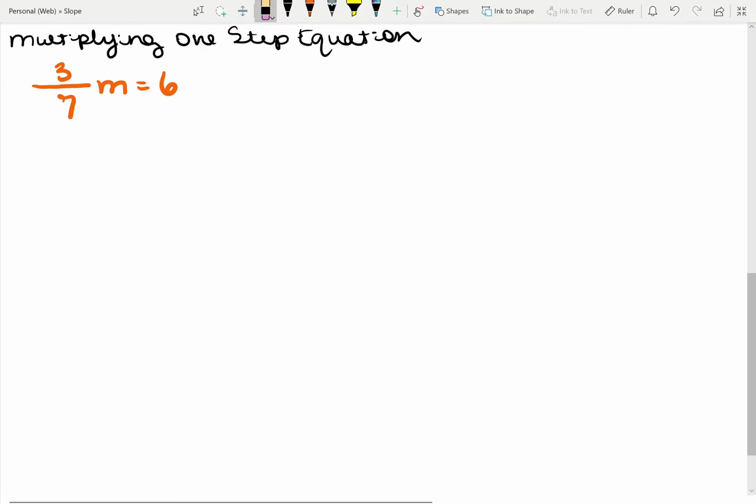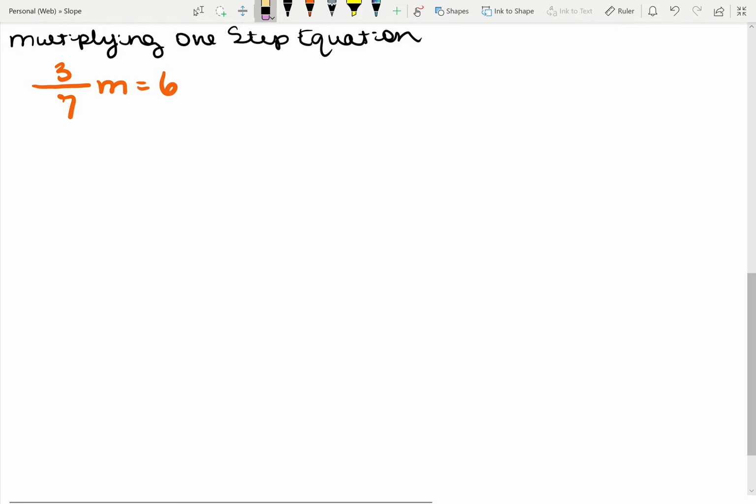So what we're going to do now is multiplying one-step equations. Okay, so what you notice here is we have the problem 3 over 7 m is equal to 6. I know some of you are used to having whole numbers in front of the variable, but this time we have fractions, or a fraction in front of the variable.